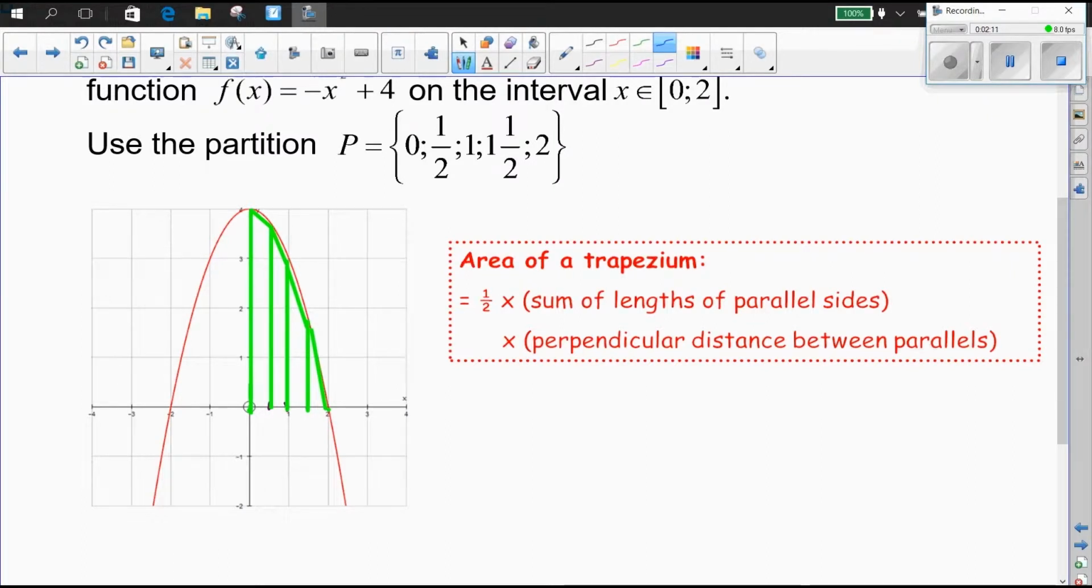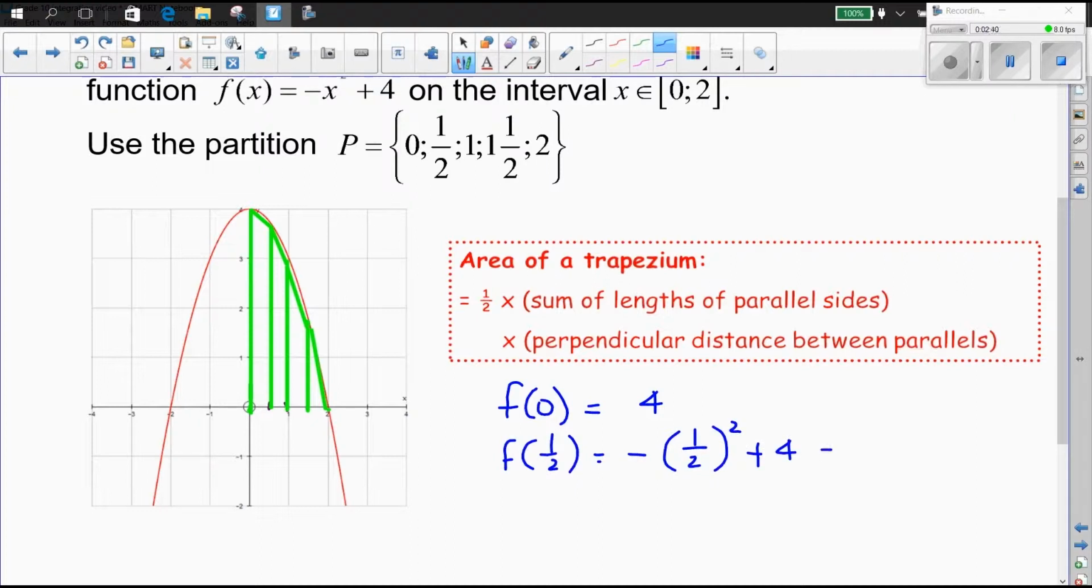The next step is to work out the corresponding y values. At x equals 0, I'm going to work out f of 0, and I see that f of 0 equals 4. I read this off the graph, or what we could have done is substitute it into the equation. Now we're going to find f of a half. So f of a half will be minus a half squared plus 4. This gives me minus a quarter plus 4, which is 3.75.